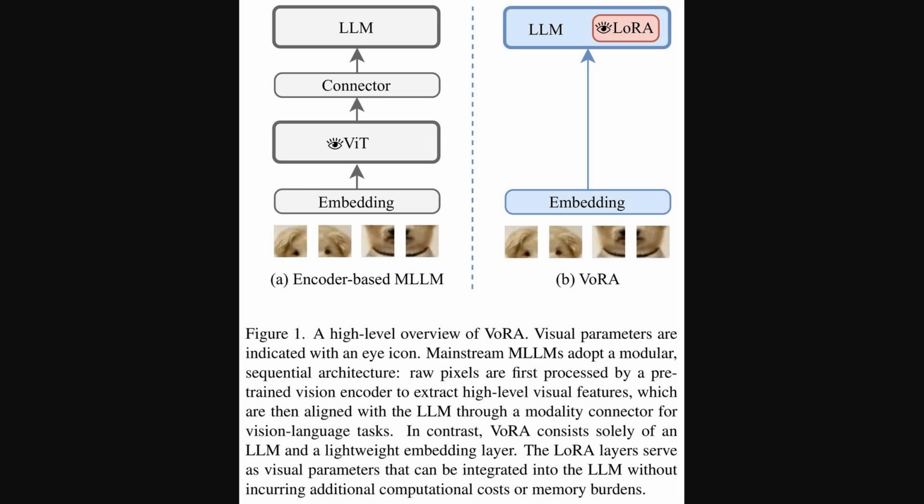Okay, so this figure really illustrates the difference I was talking about. On the left, you see the typical way multimodal models are built. They have a separate vision encoder, like a ViT, then a connector piece, and finally the large language model. It's quite modular. But then on the right, that's VoRA. See how much simpler it looks? The image patches go through an embedding layer and then straight into the LLM itself. The key thing is those LoRA layers, marked with that little eye icon, are inside the LLM. They handle the vision part directly within the language model structure, getting rid of the need for that separate vision encoder and connector. It really visually highlights that streamlined approach.